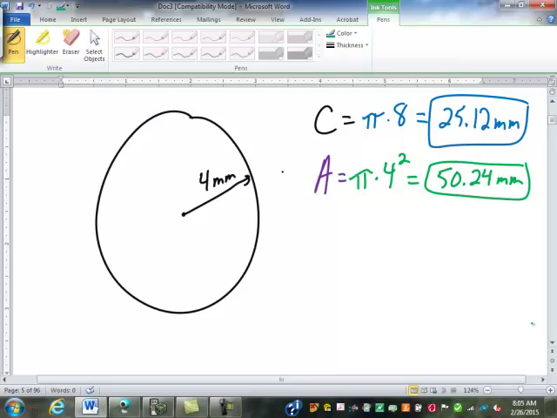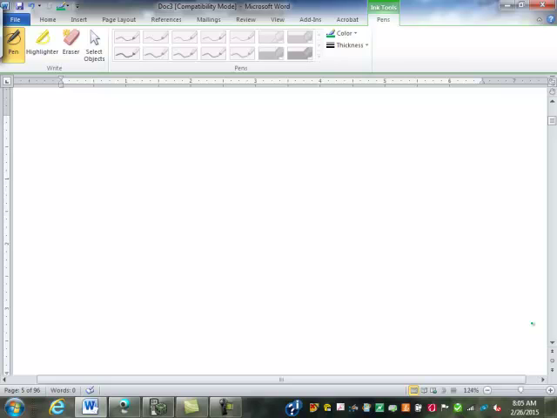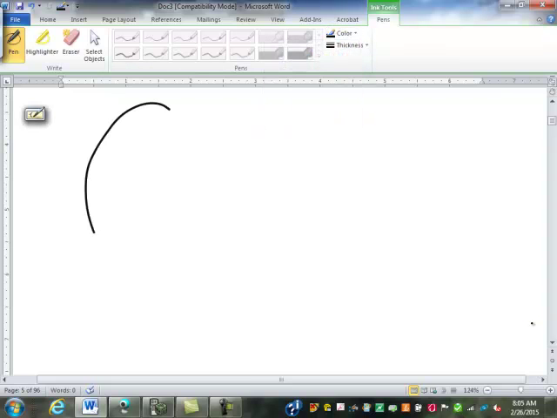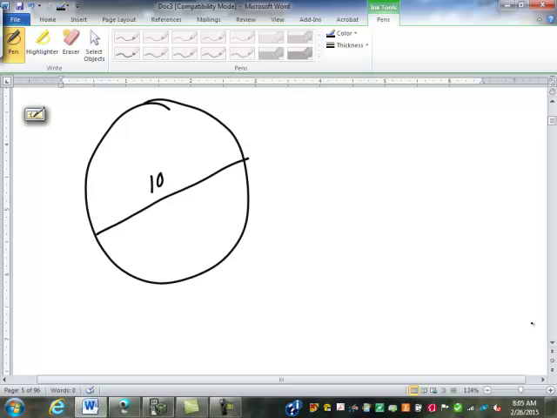Not always. In this case, it turned out the area is double the circumference, but it's not always like that. For example, I can give you this one, Cody. Let's say we have a diameter of 10 inches. Find the circumference and the area. I'll give you guys a couple minutes.